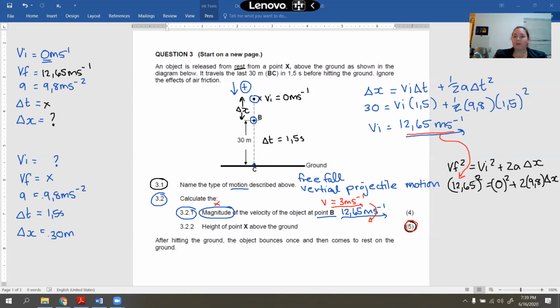Okay, so my 12.65 squared, don't forget you do put in your 0 here.